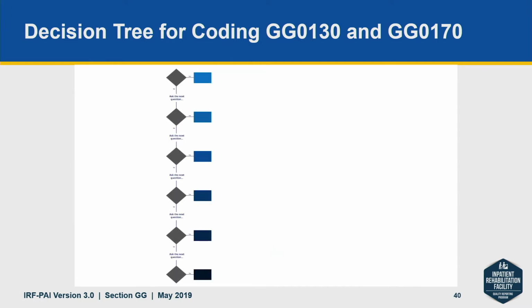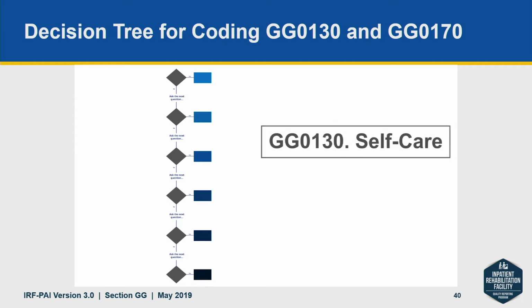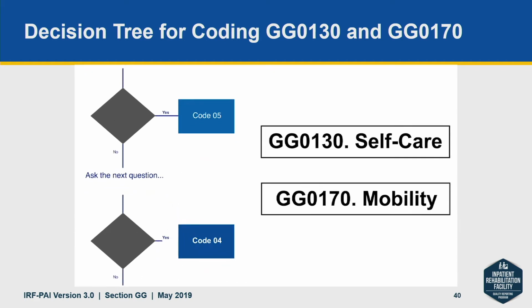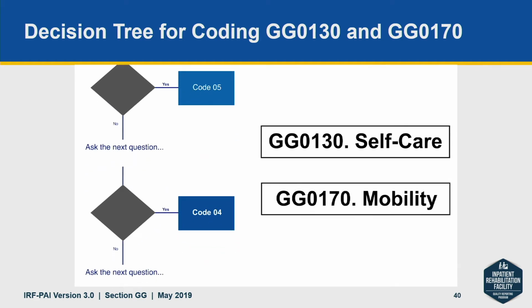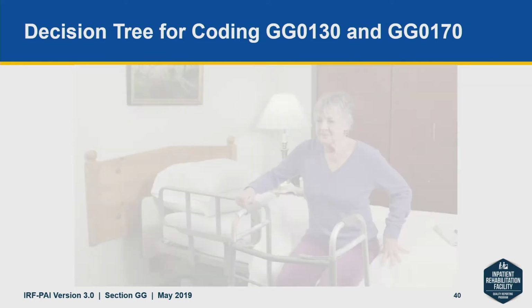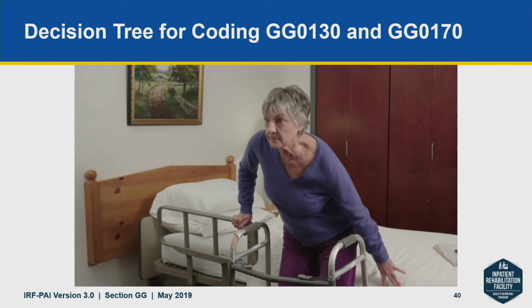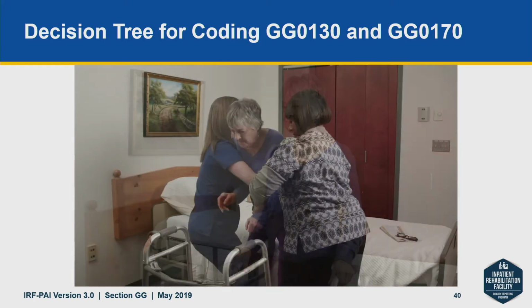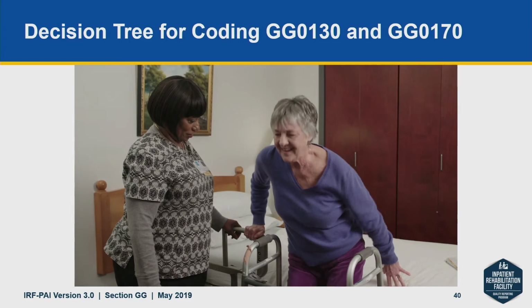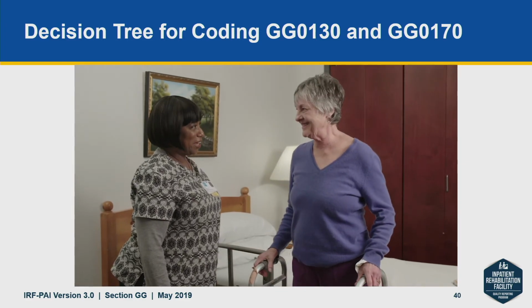This video provided you with an overview of the decision tree for coding GG0130 self-care and GG0170 mobility. We reviewed a series of key coding questions to help you identify the correct code for your patient or resident. Accurate coding is important to capture patient and resident safety, appropriate goal setting, and accurate evaluation of the patient's or resident's functional ability at discharge.